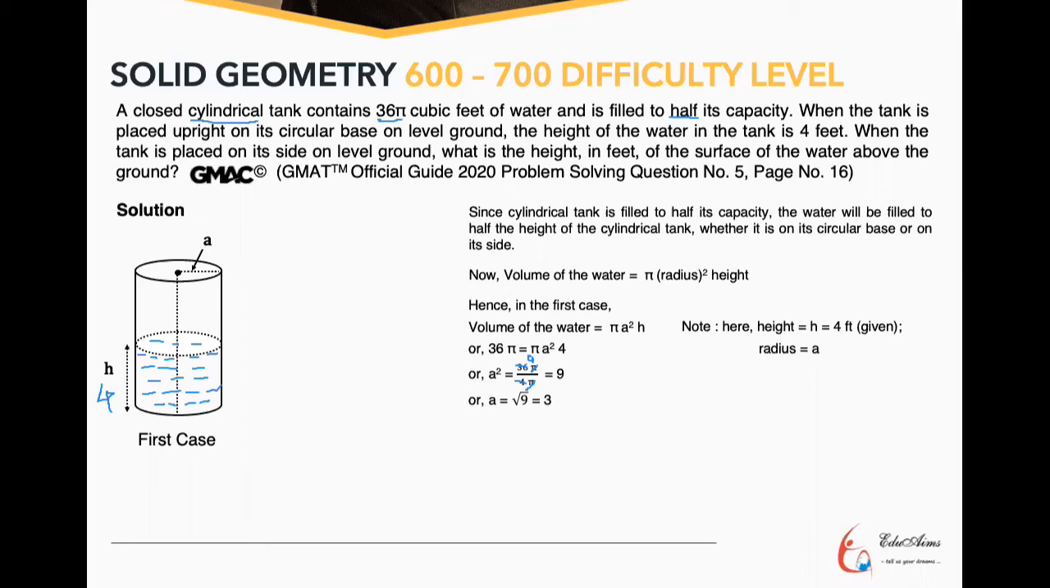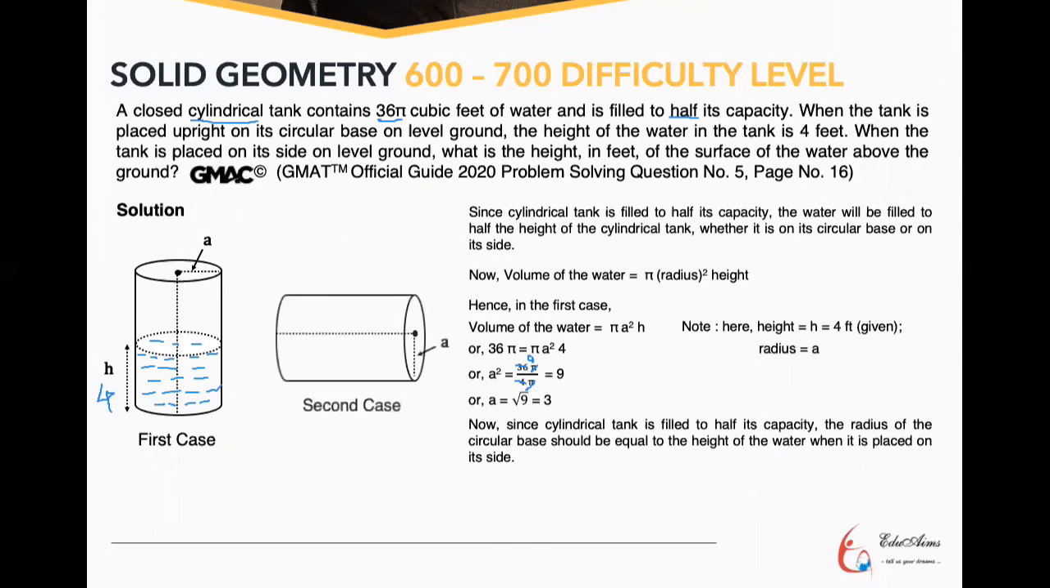Now, what does the second part of the problem ask you? It says when the tank is placed on its side, what is the height of the surface of the water? So suppose this is how the cylindrical tank is going to look when it is placed on its side. Now, since the cylindrical tank is filled to half its capacity, the radius of the circular base should be equal to the height of the water when it is placed on its side.